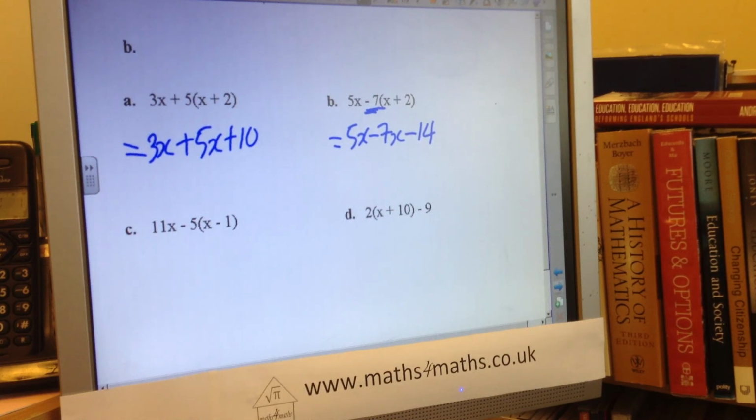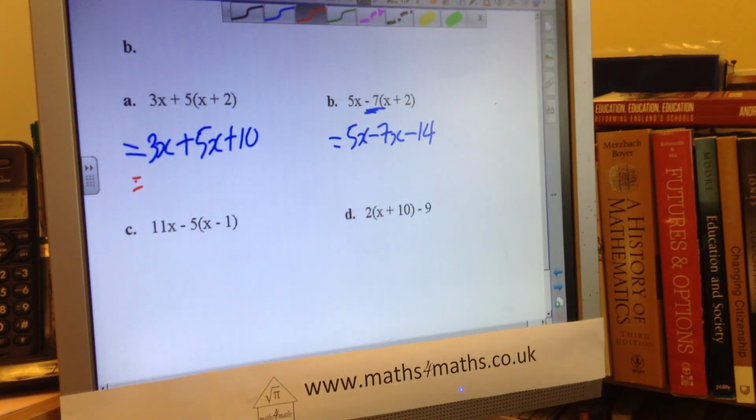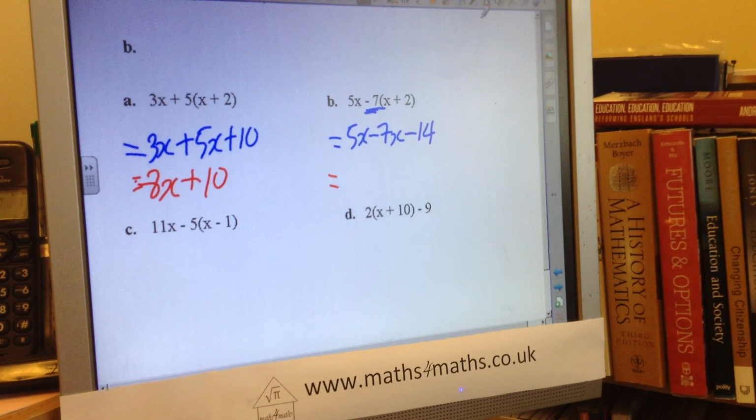We have to simplify. So I'll go back to here, because this is 3x and that is 5x. They will simplify to give us 8x. So the best way to leave it is 8x plus 10. The same way, here is 5x minus 7x will give us minus 2x. Then we have our minus 14. So note, wherever there are like terms, you need to simplify.